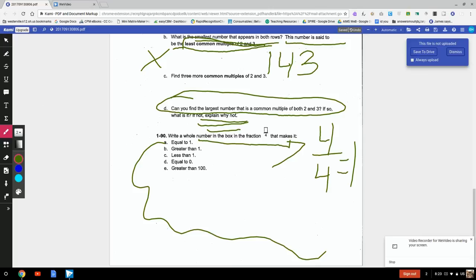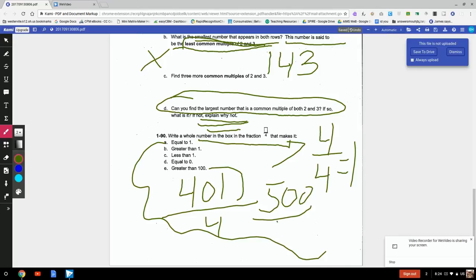And then again, just looking at greater than 100 right here. Might be the only other one that might slip you up. It's anything that would be at least 401 over 4 or more. So even if you did 500 over 4, that would equal a value over 100.